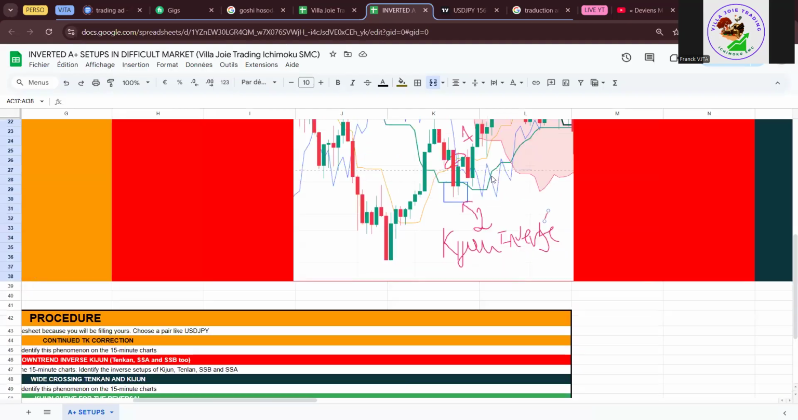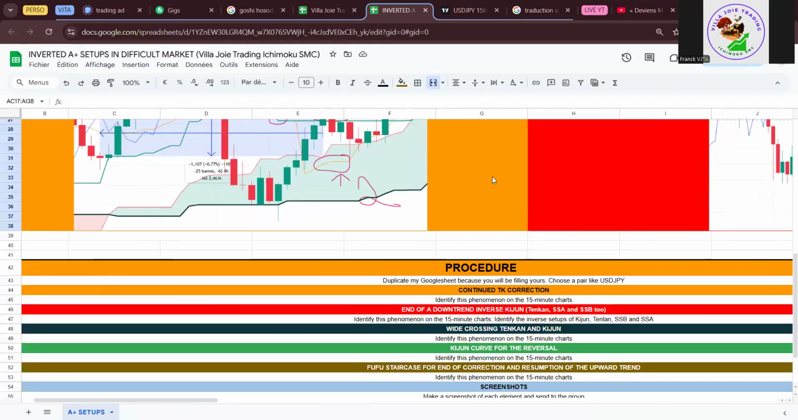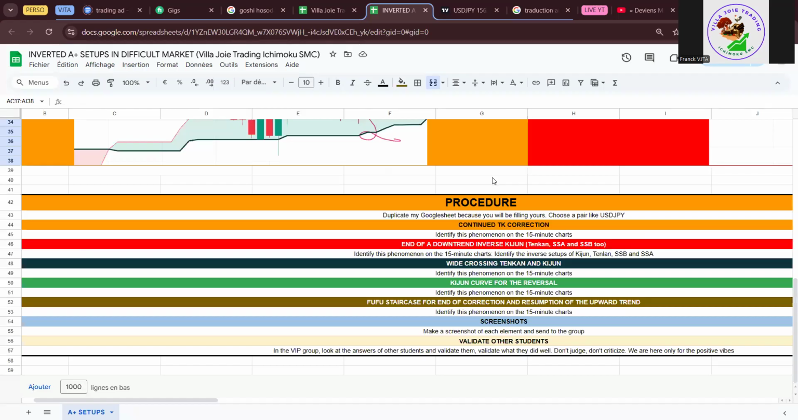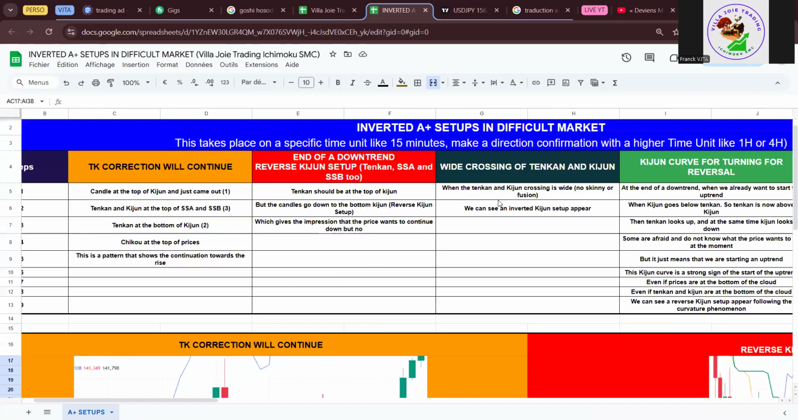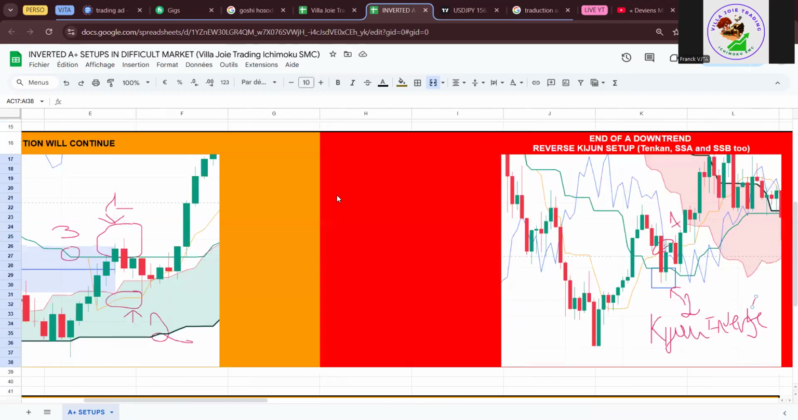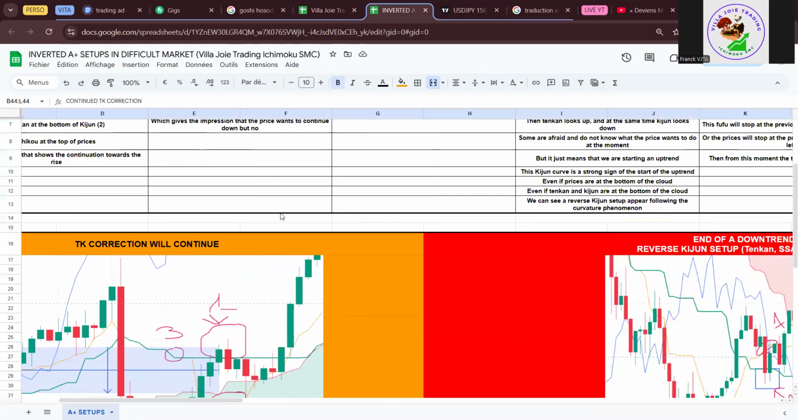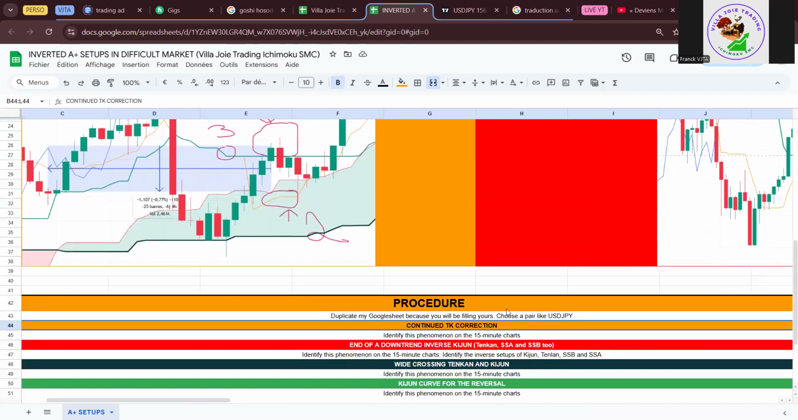I think I don't have any more. Yes, I think that's good there. So the procedure for you is to do all of this and send a screenshot in the group. You pick a pair, first of all. You can duplicate this Google Sheet if you want. Pick a pair, continue, make the continuation correction. The correction will continue. Identify it on the 15-minute chart. Do it only on the 15-minute chart.